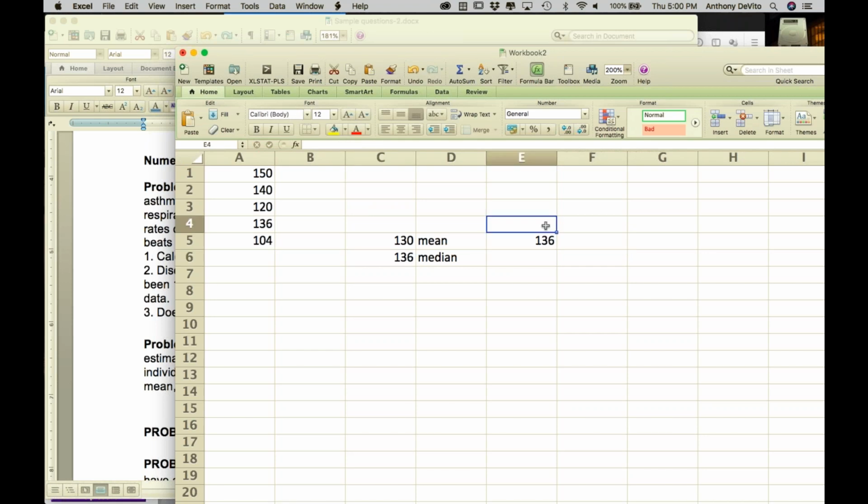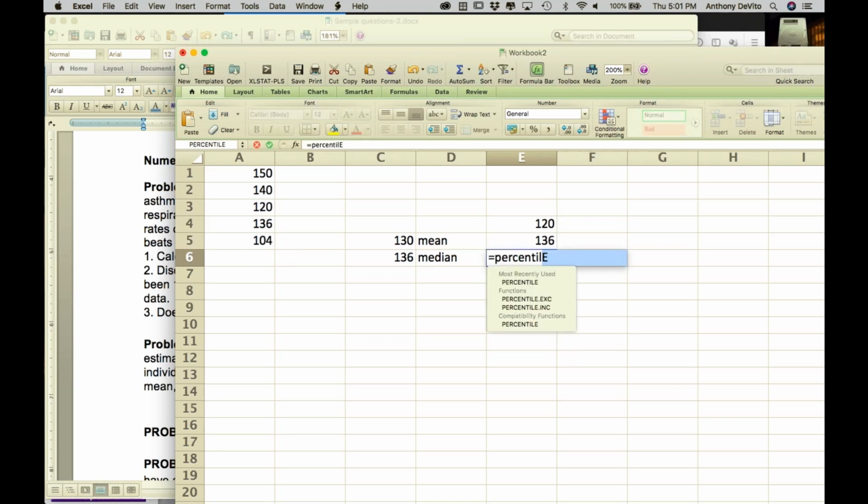And also, while I'm here, I want to calculate the 25th percentile, 0.25, and the 75th percentile. Take the array of numbers, comma, and then the little k it's asking for represents the percentile, 75th percentile. Put it in as a decimal, and that's 140.